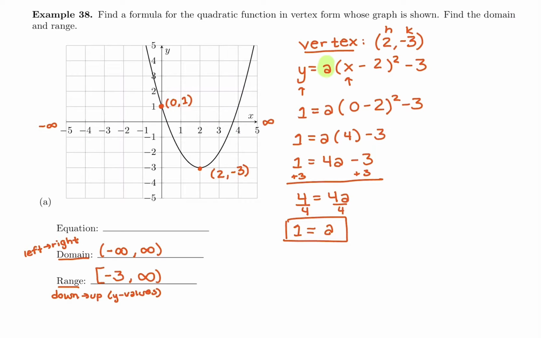So my equation is going to be y equals 1, which is my a, times x minus h, which is x minus 2, squared, minus 3.